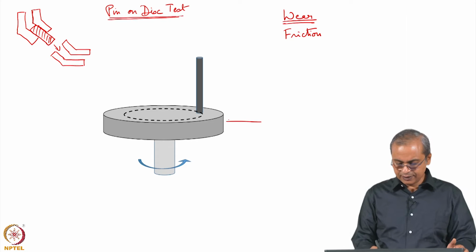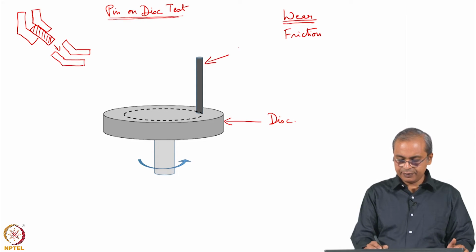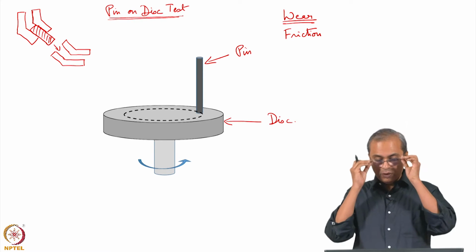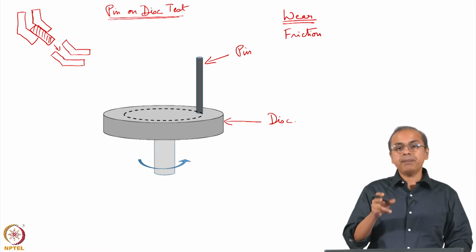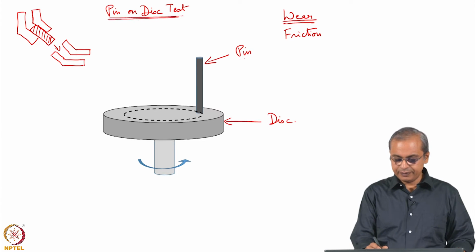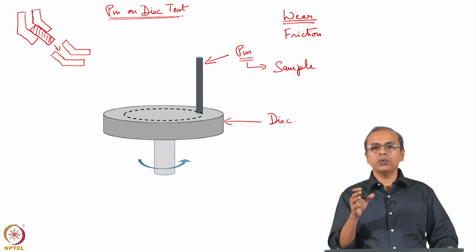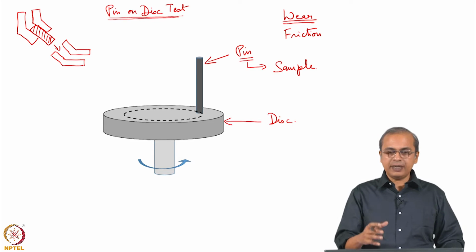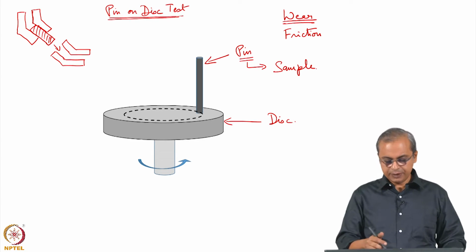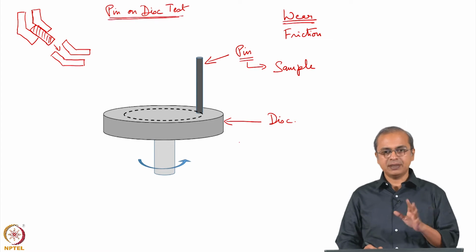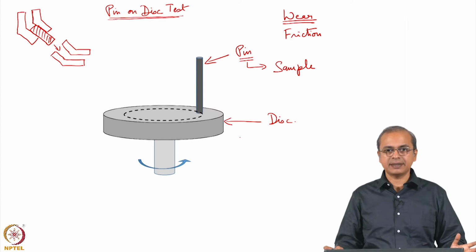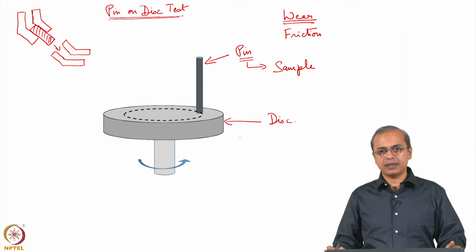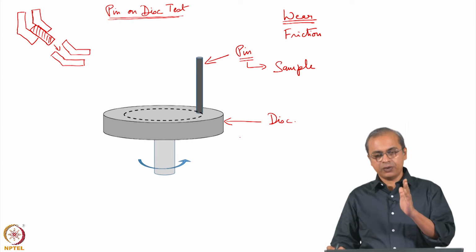It consists of a disc which you see here and a pin, and hence the name pin on disc. Now, the sample that we wish to test is the pin. Whatever material you want to test for wear properties, you convert it to the shape of a pin. This pin is basically a cylinder of some fixed dimension, based on the standardization of the test. So, you make your sample in that form.